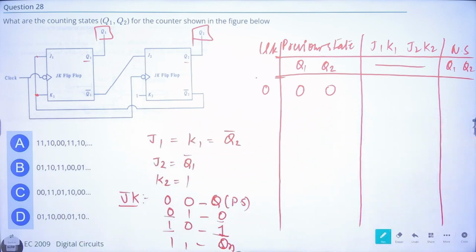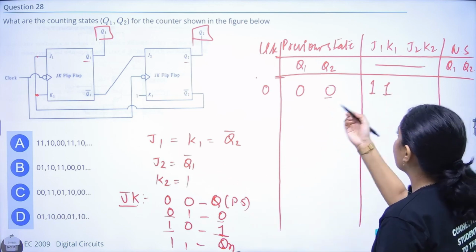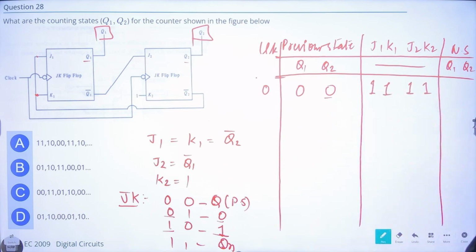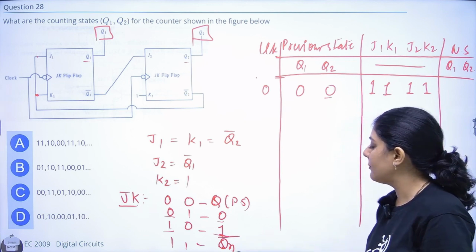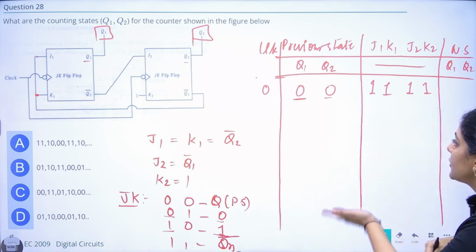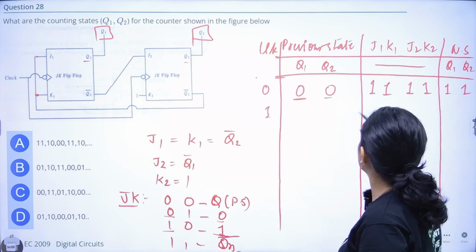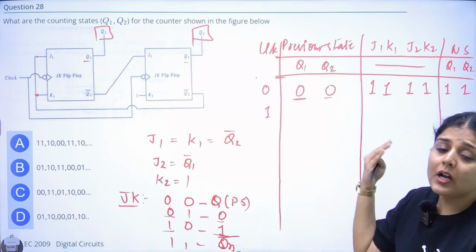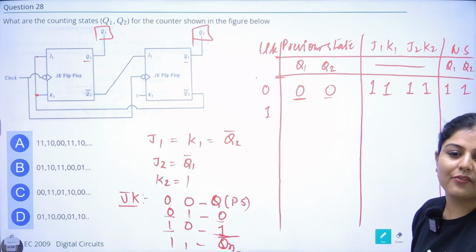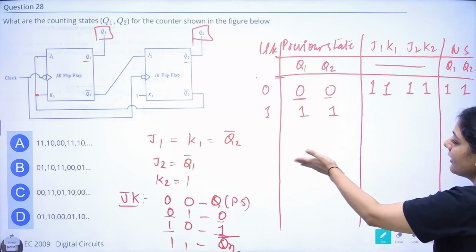Now J1 equals K1 equals Q2 bar. So what is Q2 bar? That will be 1 and 1. J2 equals Q1 bar, that will be 1, and K2 is 1 only. So toggle is happening to the previous state. Whatever the previous state is, it will toggle. It was 0 before, it will toggle to 1. It was 0 before, it will toggle to 1. So the next state of the previous clock becomes the previous state of the next clock. Easy: 1 and 1.